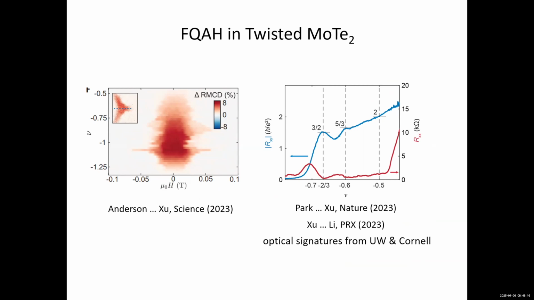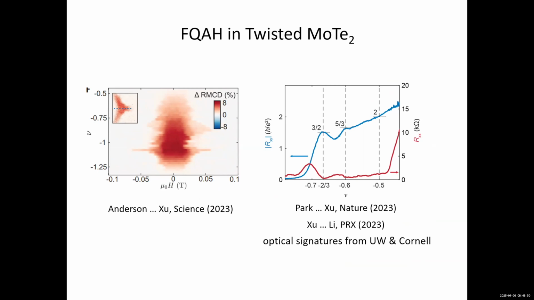But then the real breakthrough came from the study of twisted MoTe2, by Xiaodong Xu's group at the UW. These are the transport data showing that the Rxy shows these four plateaus at zero magnetic field, and these plateaus are accompanied by a dip in Rxx, very much like the fractional quantum Hall effect in Landau levels. And these transport studies follow earlier optical studies from both the UW group and the Cornell group, which we may hear later.